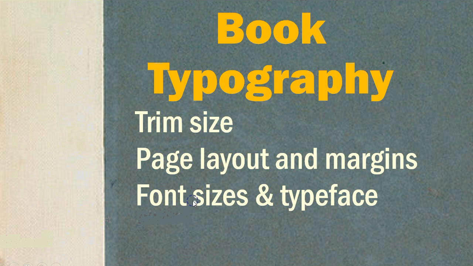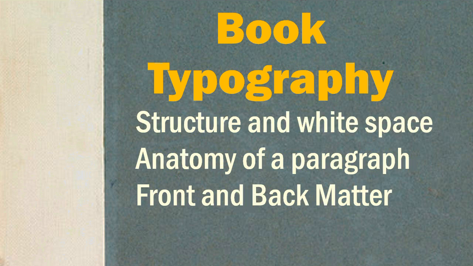We're going to work through all those little things that mean the difference between an amateur looking book and a professional looking book. We're going to deal with trim sizes, then we're going to move on and look at the page layout and margins so that you know how big a text block to put on that page and how much space to leave. Yes, we will look at font sizes and typefaces, but then we'll be moving on to looking at the white space.